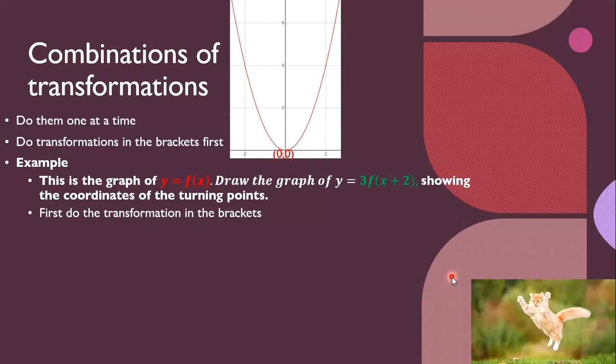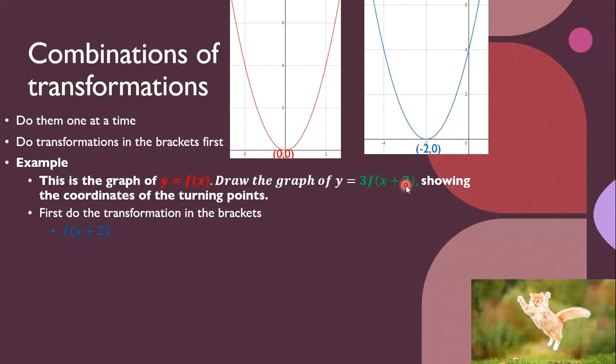So first you do the transformation in the brackets. It's kind of like BIDMAS, BODMAS, whichever one you learn. Brackets first and then the rest. So the bit in the brackets, x plus 2. Think about f of x plus 2. It's been transformed by moving it to the left. Anything in the brackets, you change the signs in most situations. So you move to the left.